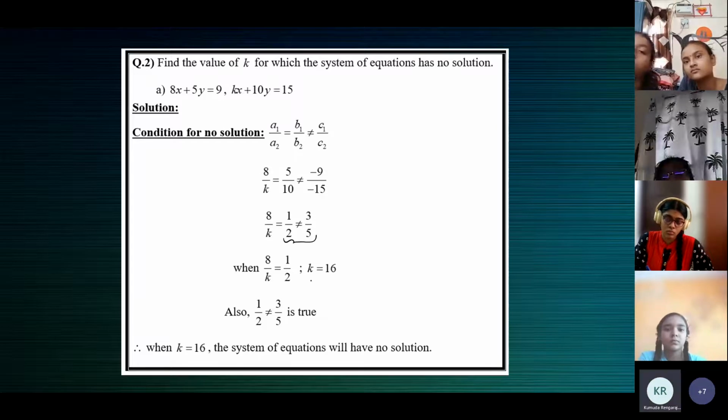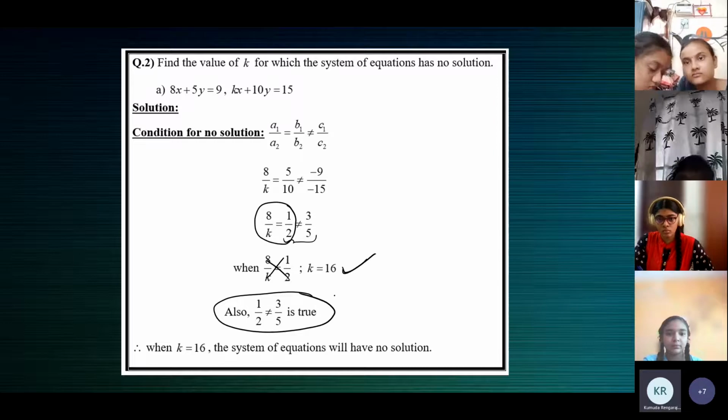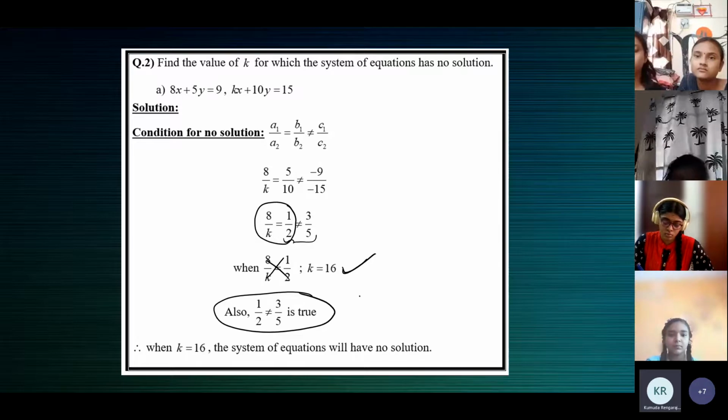This is only to double check, children. Here you get the value of k. To get the value of k, equate these two. 8 by k is equal to 1 by 2. On cross multiplying, you get k is equal to 16. So when k is 16, the system of equations will have no solution.